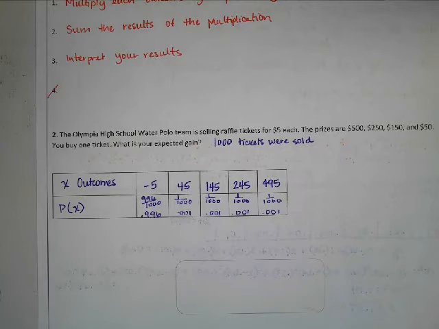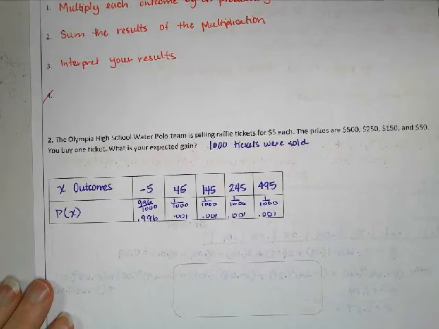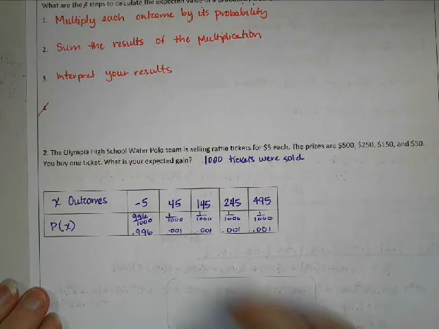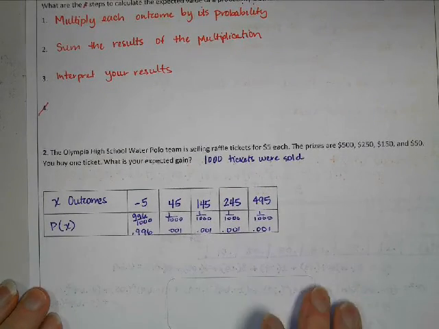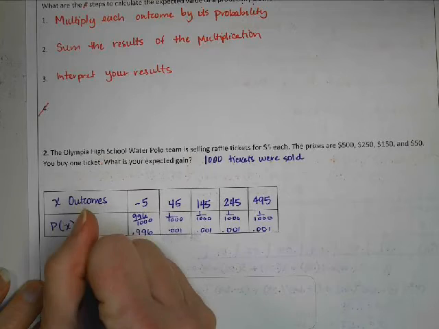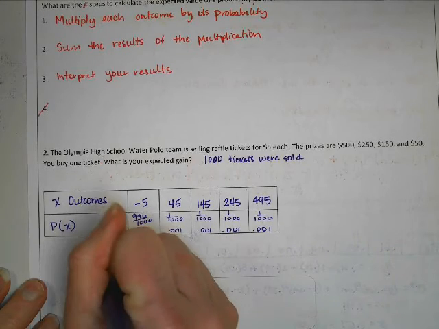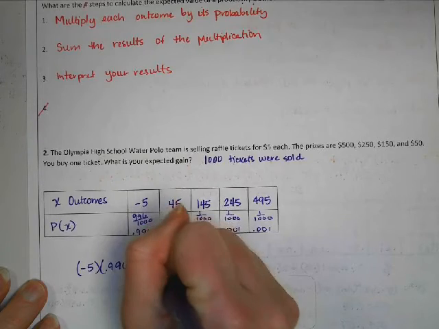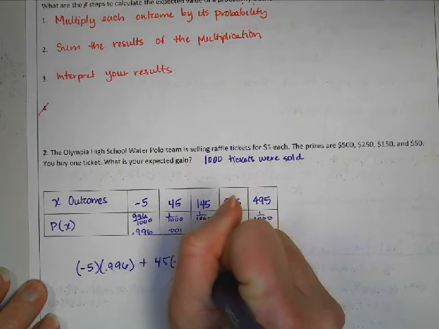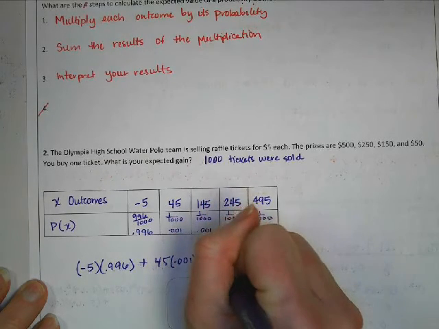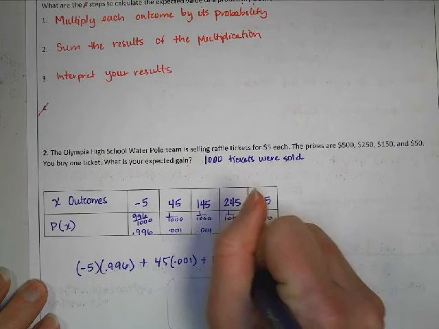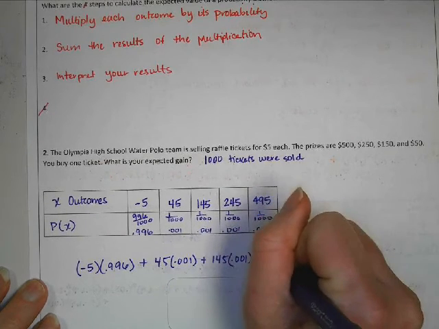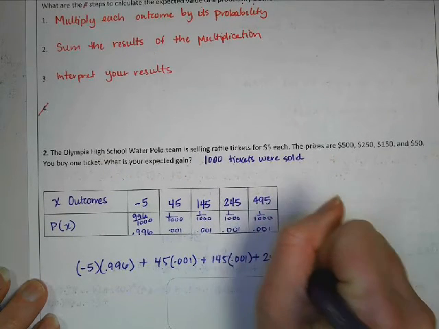Okay, so now that we've got our little table set up, now we can actually do the steps of calculating the expected value. So we're going to multiply our outcome by our probability. So negative 5 times 0.996 plus 45 times 0.001. It's 145 times 0.001.